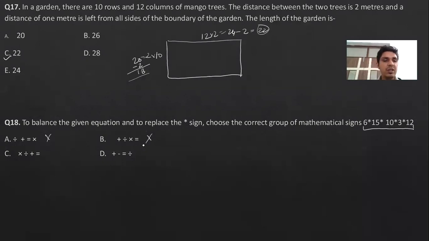Option number C, if we check: 6 multiplied by 15, that is 90, thereafter divide by 10, that is 9, and multiply by 3, that is 27, and 12 is equal to 12, so we can check that from option number C the equation is being balanced, right?